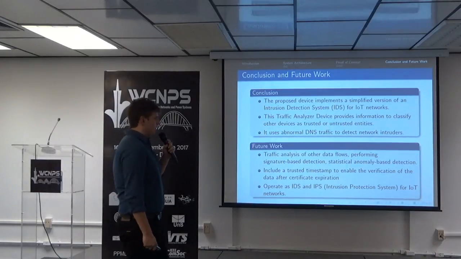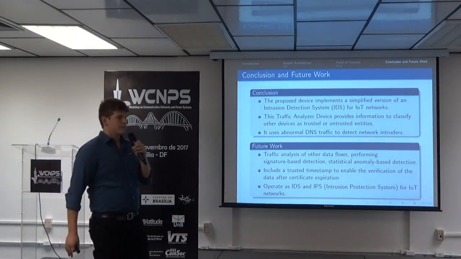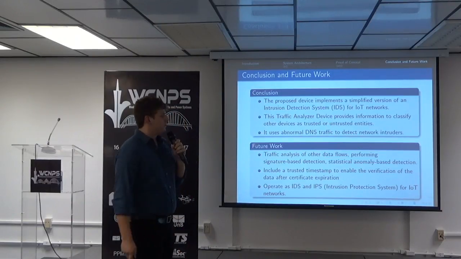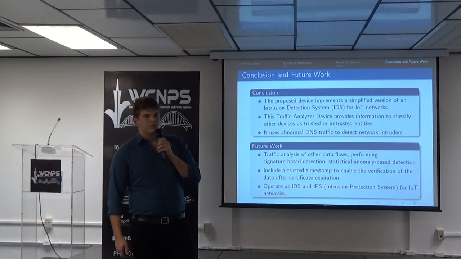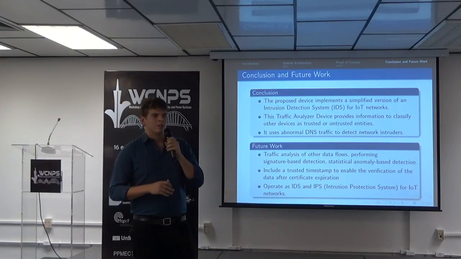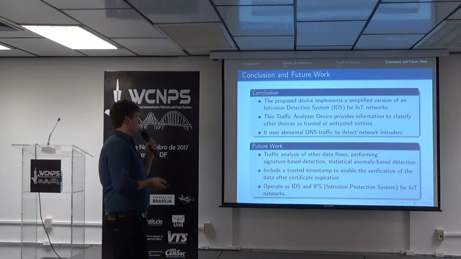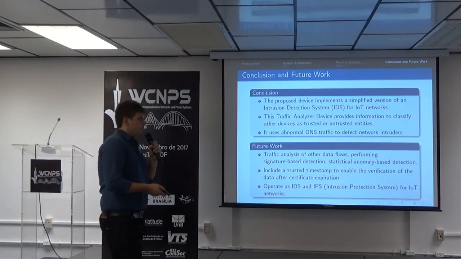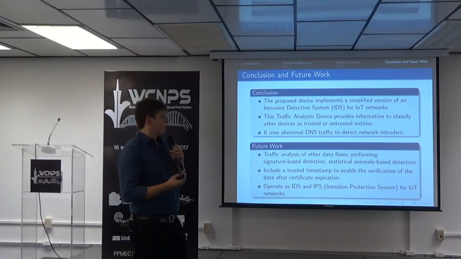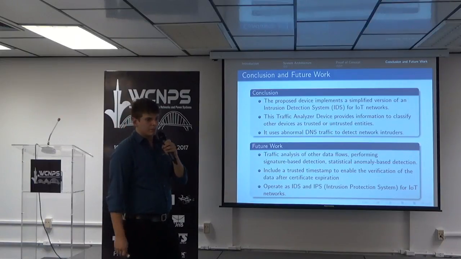And to finish up, we prove that our device works as a simplified version of an intrusion detection system for IoT networks. Based on the information we get from these devices, we can determine whether the devices inside our network are trusted or not. And why is that information important? Because in future work, we can use that information to maintain connections or to destroy connections inside our network, so there's no data going to devices that we don't know.